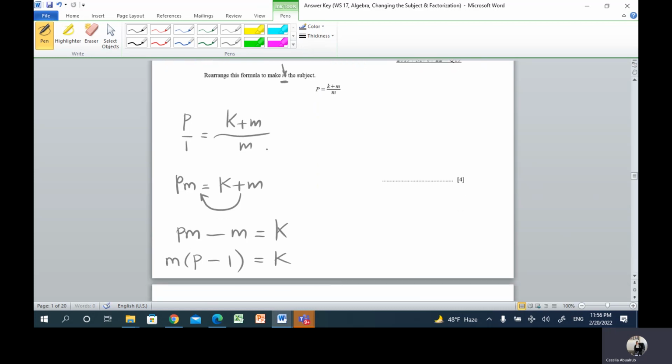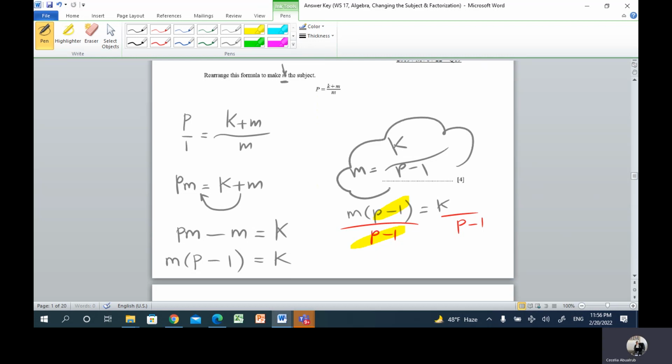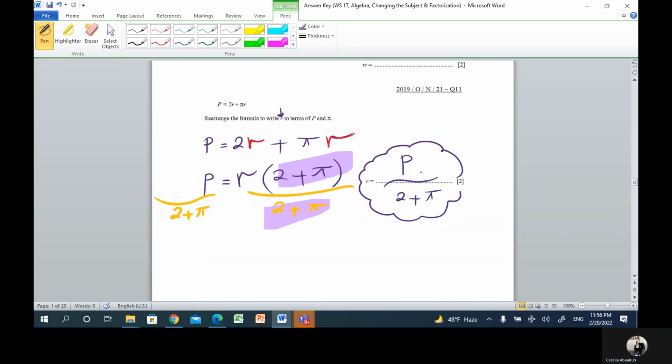Let me write it here. m times (p minus 1) is equal to k. In order to get rid of this expression, we divide both sides by p minus 1. On the left, p minus 1 cancels with p minus 1, which leaves m on its own, and m is equal to k over (p minus 1). And that's how we changed the subject to m.